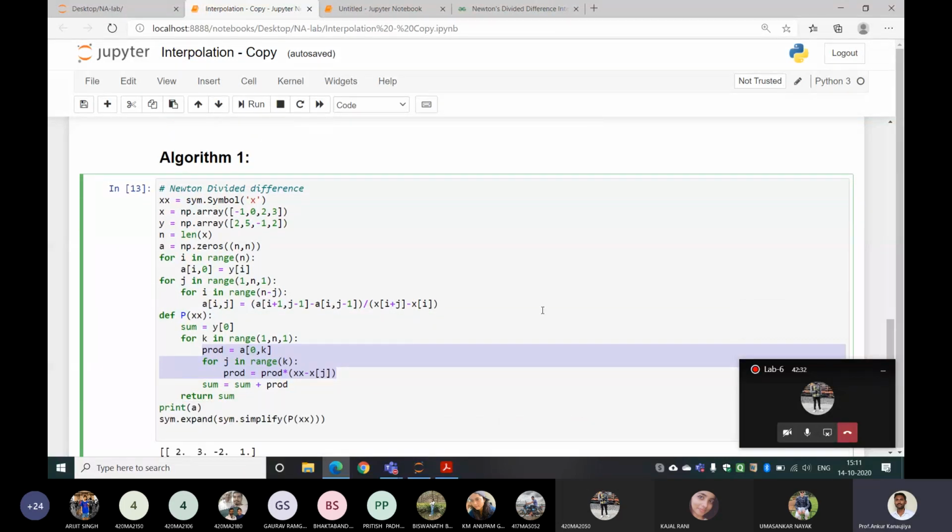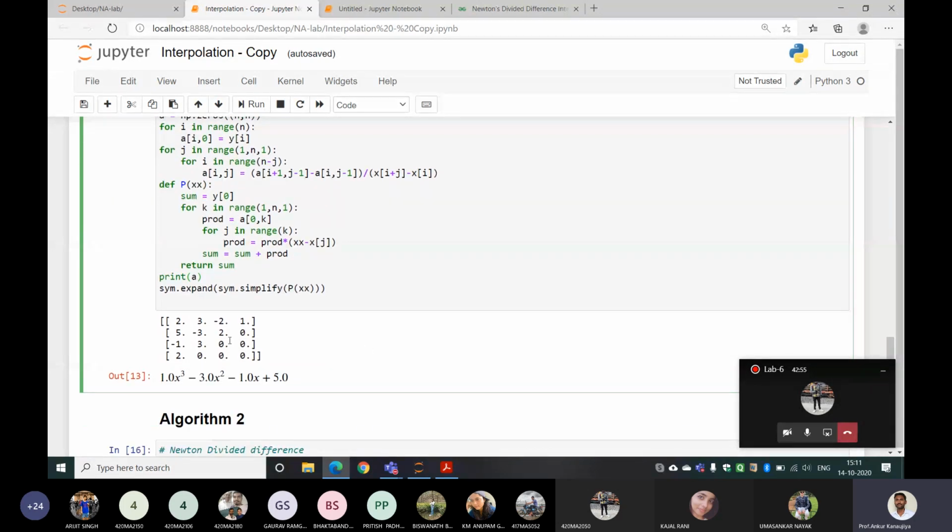So it is product inside the summation. This part is the product, and then this loop is for the sum. Then sum equal to sum plus product. Finally return sum, it will give the answer. For printing, if you want to print the table, you will get it by printing A. If you want to print the polynomial, P(x) will be the polynomial. This expand and simplify will give the simplified version of the polynomial, and this is the answer. This is the table, and this is the polynomial.